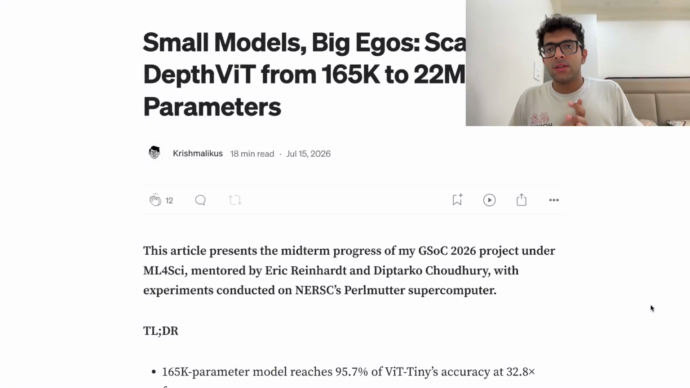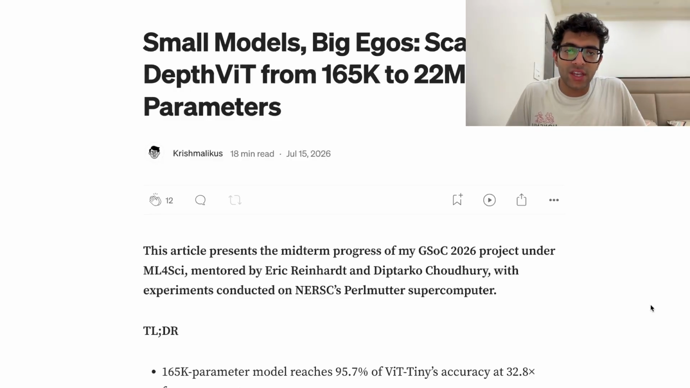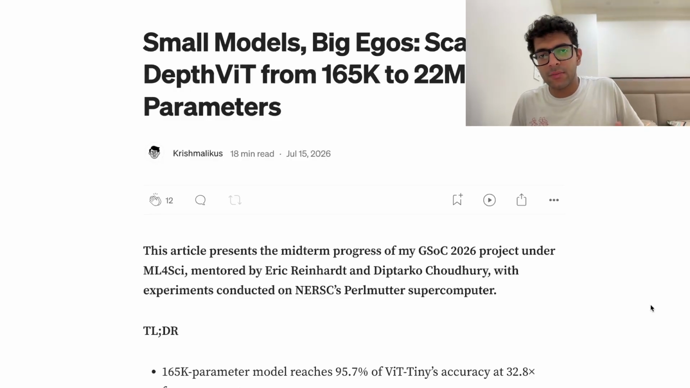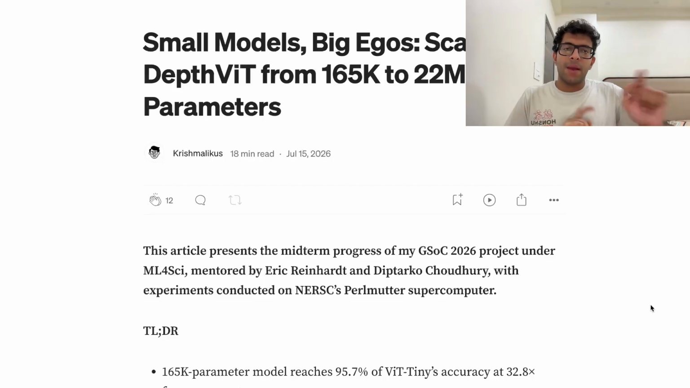Right. So small models, big egos. Essentially, what I'm working towards for 7 months now is using a specialized form of a visual transformer. If you're all aware, visual transformers usually process information in terms of patches, right? You have your image as its input, and then you cut it into patches, and then the attention happens between them, right? But in this case, we are going to have channel wise attention.